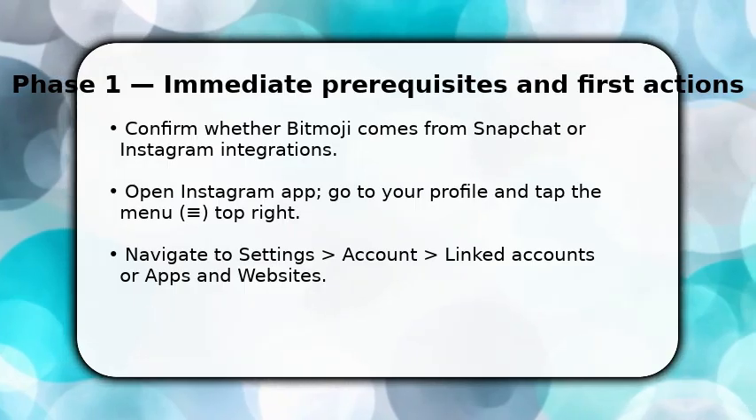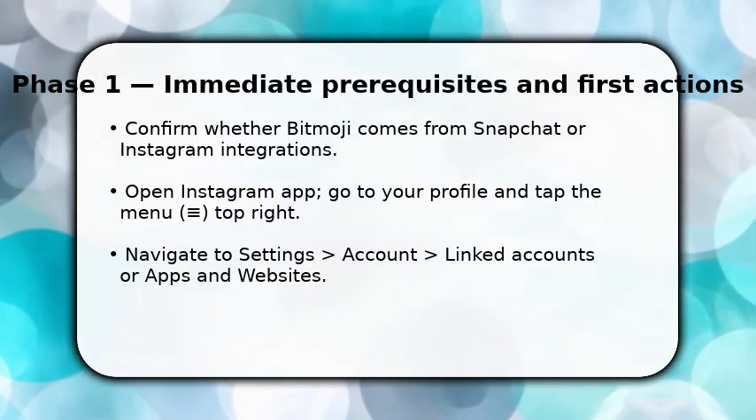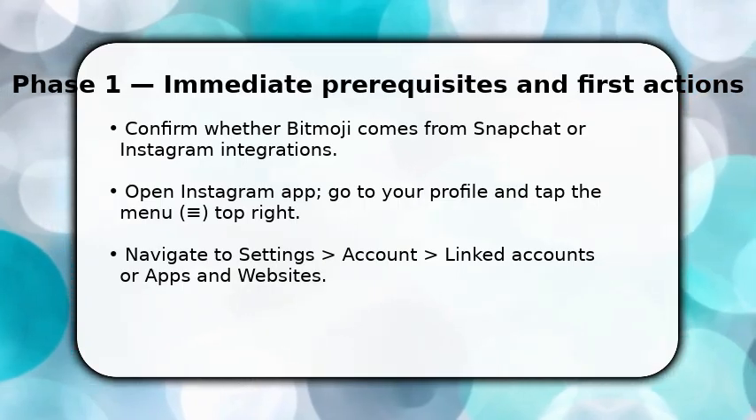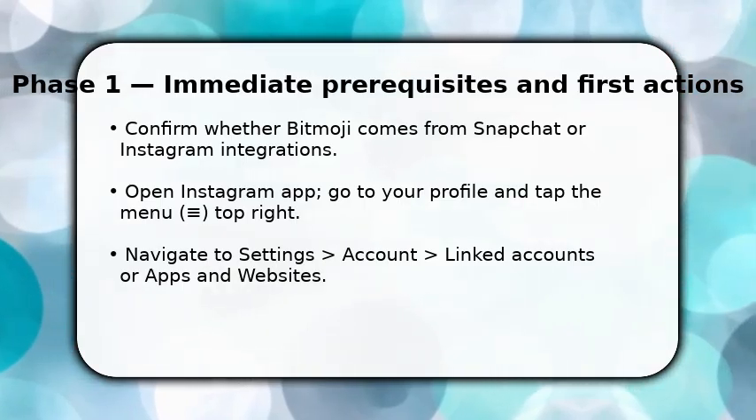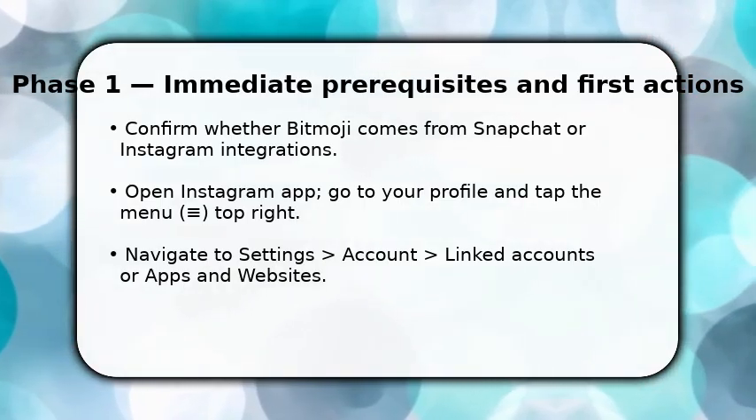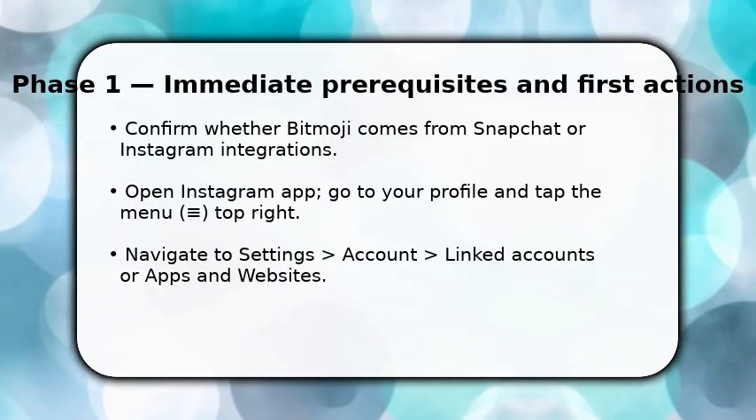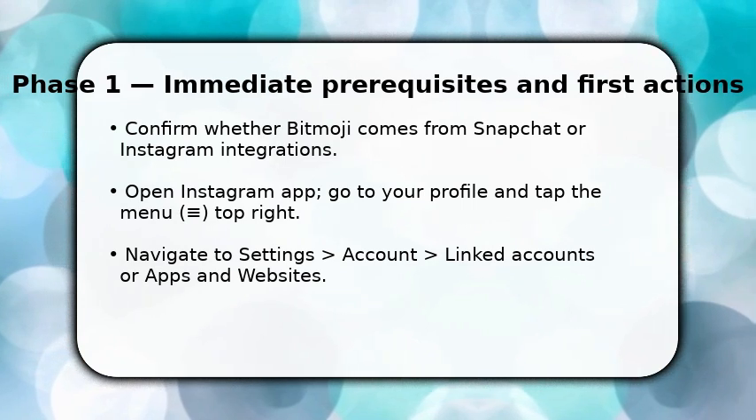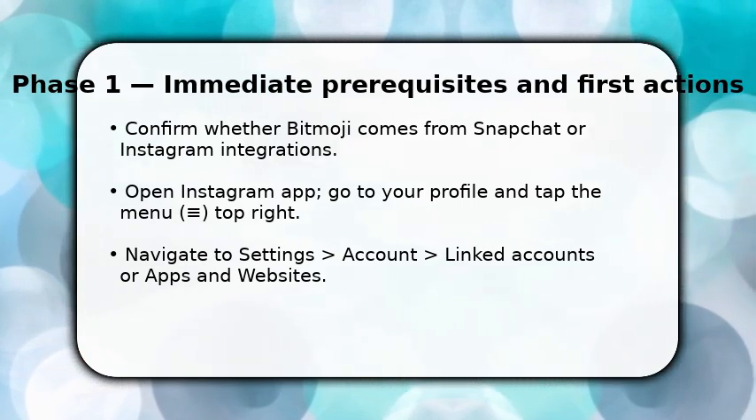Once in Settings, choose Account and find linked accounts or apps and websites so you can see active integrations. This step is critical because removing the connection at the source prevents the avatar from reappearing later. Make sure to note which service is linked, Snapchat, third-party avatar apps, or both, before proceeding.